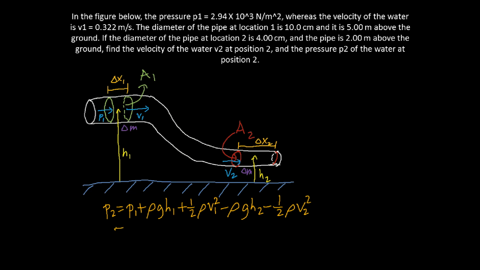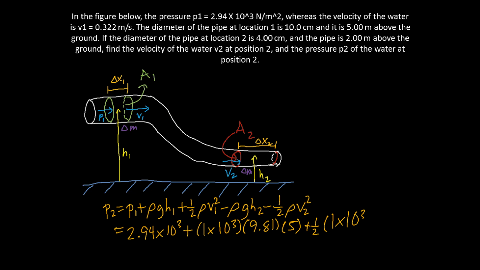we should arrive at 2.94 times 10 raised to 3, plus, because P1 is already given in the problem, 1 times 10 raised to 3, that will be the density of our water, times the gravity, which is 9.81, and then h1 will be 5 meters. It's also given in the problem. Plus 1/2 times 1 times 10 raised to 3 times 0.322 squared, it is given in the problem as well, plus, oops, it should be minus.